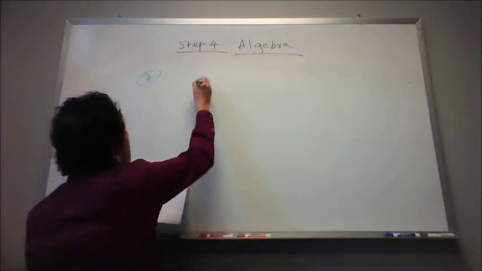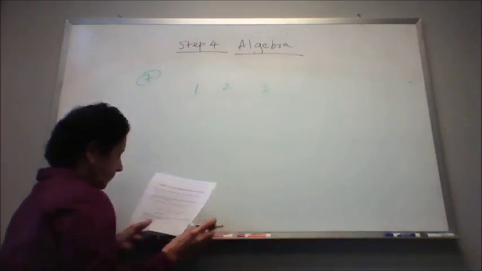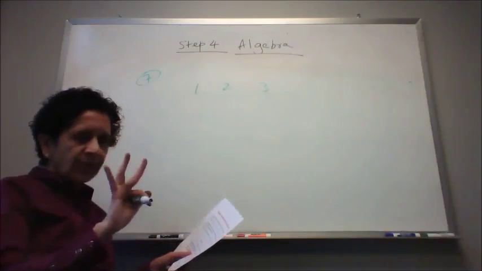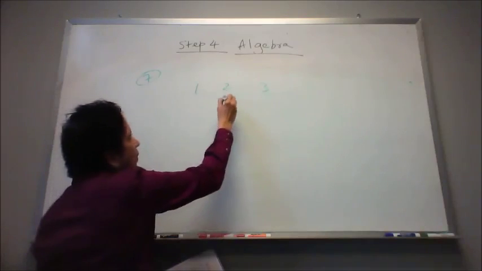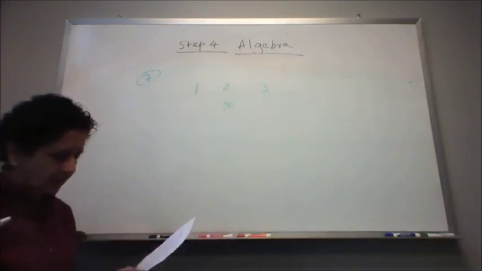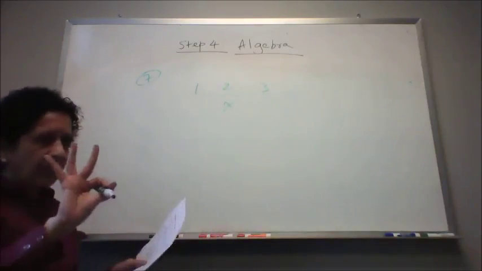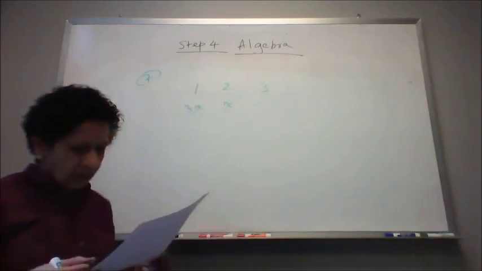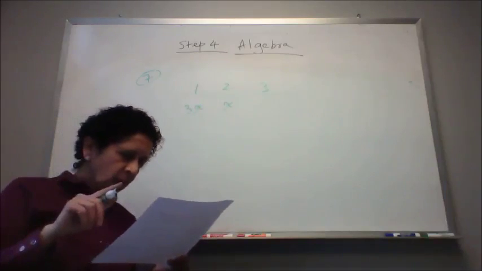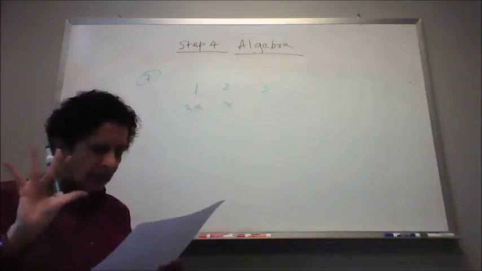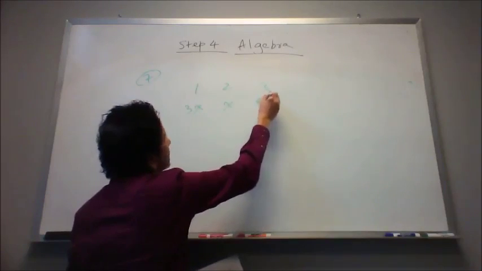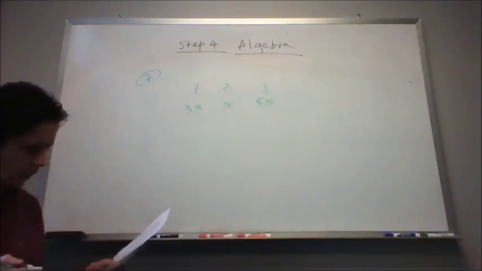So we've got 3 boxes. The first box weighs 3 times as much as the second one. I don't know what the second one is, so let's call it X. The first one is 3 times the second one, so the first one is going to be 3X. And then it says the third one weighs 5 times the second one, so 5 times X. Okay, so those are the weights.